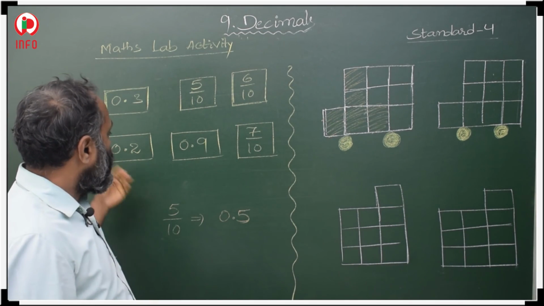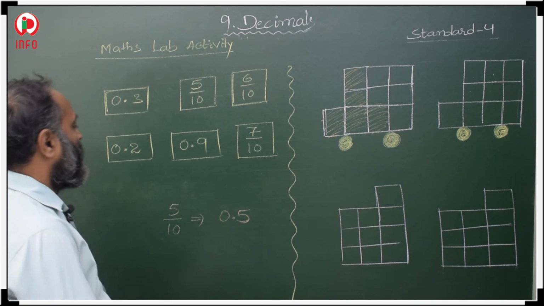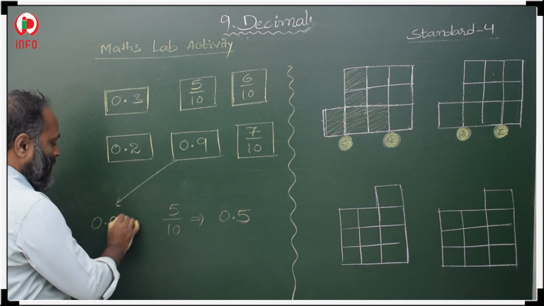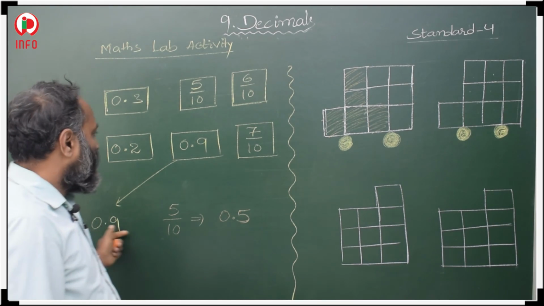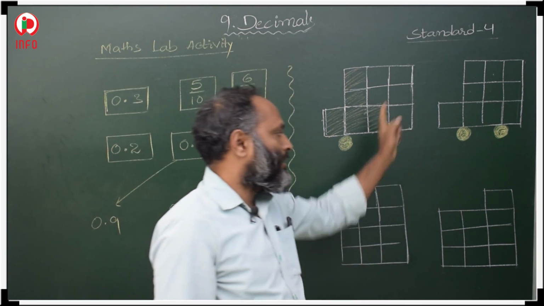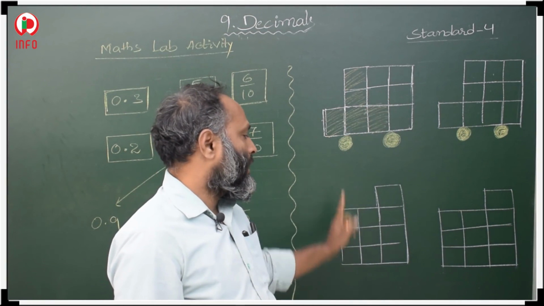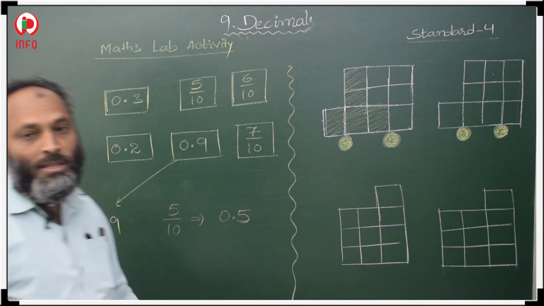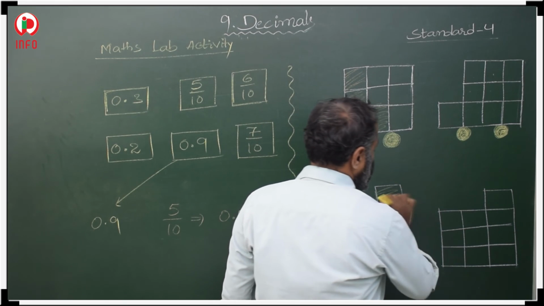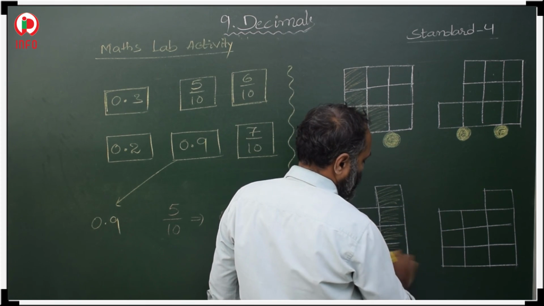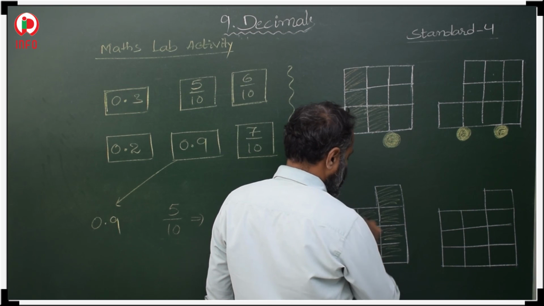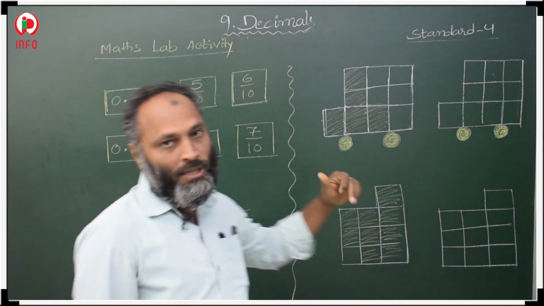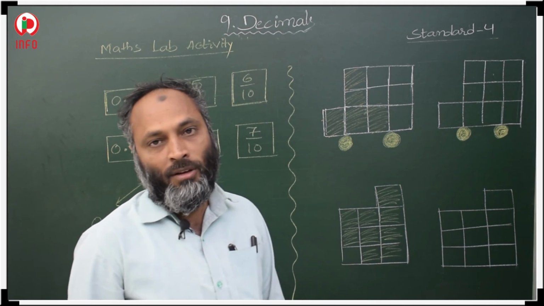Suppose the other group picks another card, like 0.9. What does it mean? 9 boxes we have to shade in the remaining 3 pictures, the car and the 2 houses. 0.9 means 9 boxes we have to color. This is the first box, second, third, fourth, fifth, sixth, seventh, eighth and ninth box. Like this we have to shade. Whoever shades first will win the game. Okay.